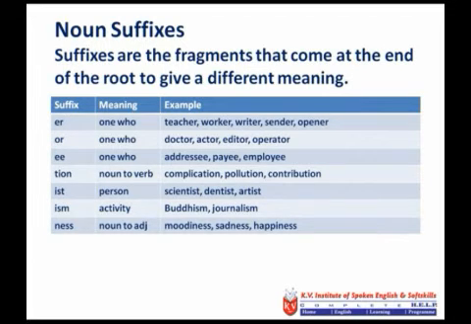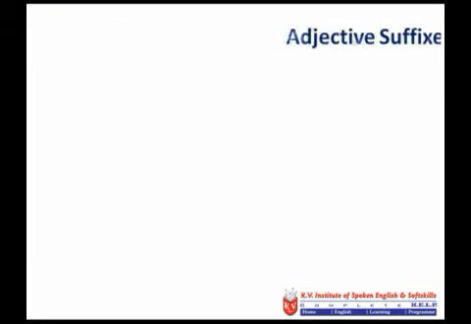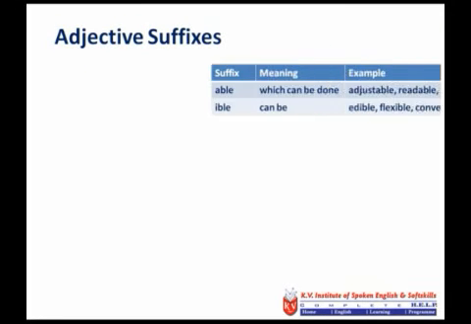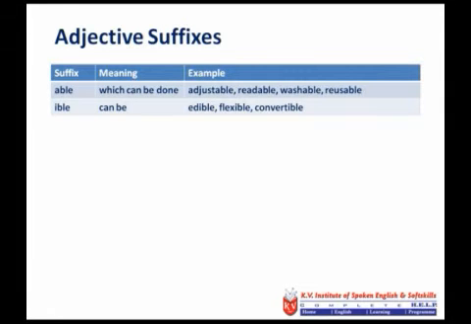Ness, that's ness. It changes adjective to noun. Sad is an adjective. Sadness is a noun. Mood and moodiness. Happy and happiness. Let's see some of the adjective suffixes. Able, which means can be done. Adjustable, readable, washable, and reusable. Ible, which means can be. And words are edible, flexible, convertible.